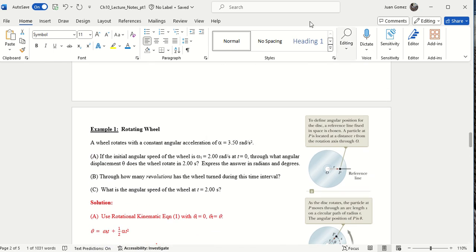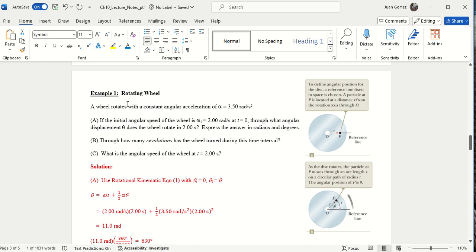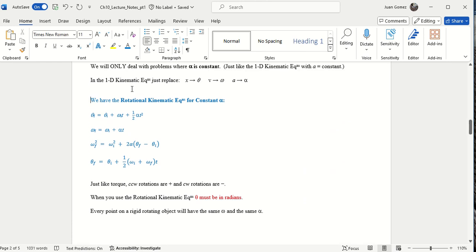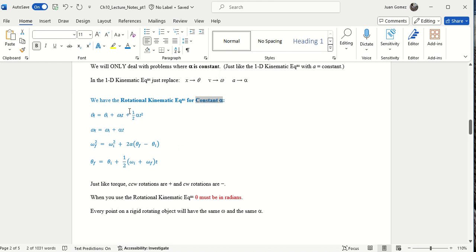So let's look at an example. It's a rotating wheel. And remember again the rotational kinematic equations, these guys right here. Remember, it's constant alpha. If alpha is not constant, we don't use them. Just like chapter 2 with the kinematic equations, we're not going to consider problems where alpha is not constant. And again, the equations are just in order, 1, 2, 3, 4. All right, let's go work an example.